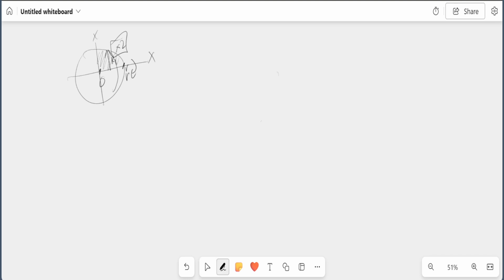Okay. We could do this by shell or disk, but I think disk will be easier. R1 is equal to y, which is equal to the square root of r squared minus x squared. We don't need the negative, right? We just want the positive. The reason we don't need the negative is just because we're going to revolve the top. So we want to do pi r squared dx from 0 to r.